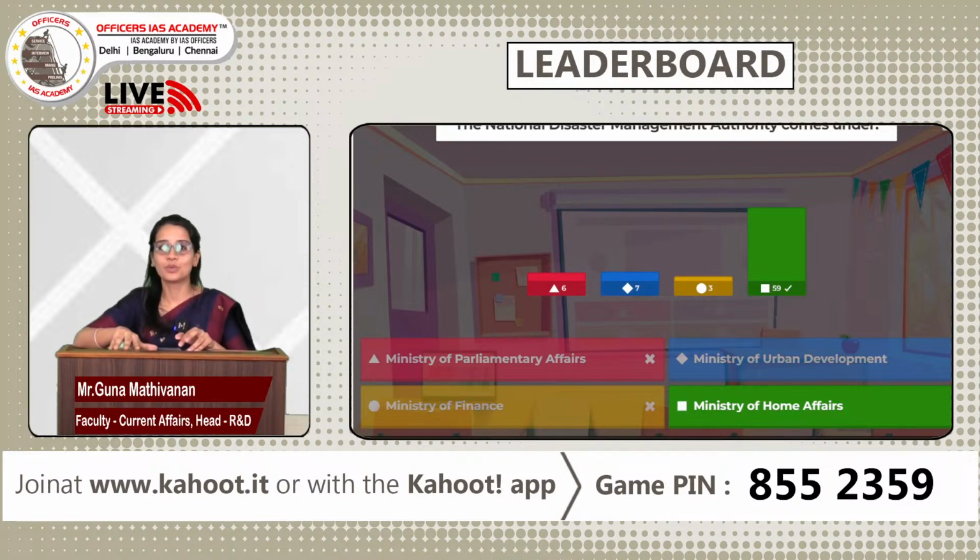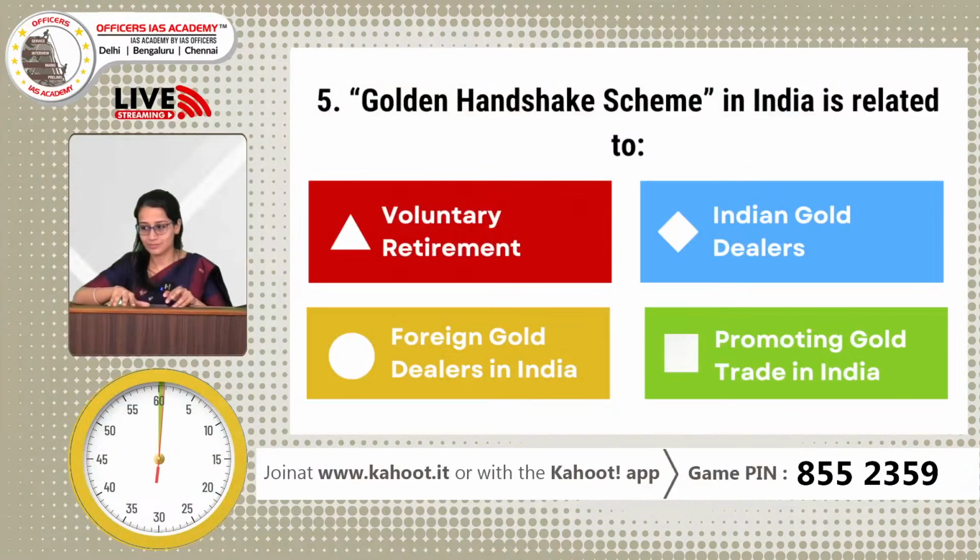We will now move to the 5th question. I hope all of you are ready. Golden Handshake scheme in India is related to. Here are the 4 options. A. Voluntary retirement. B. Indian gold dealers. C. Foreign gold dealers in India. And D. Promoting gold trade in India.